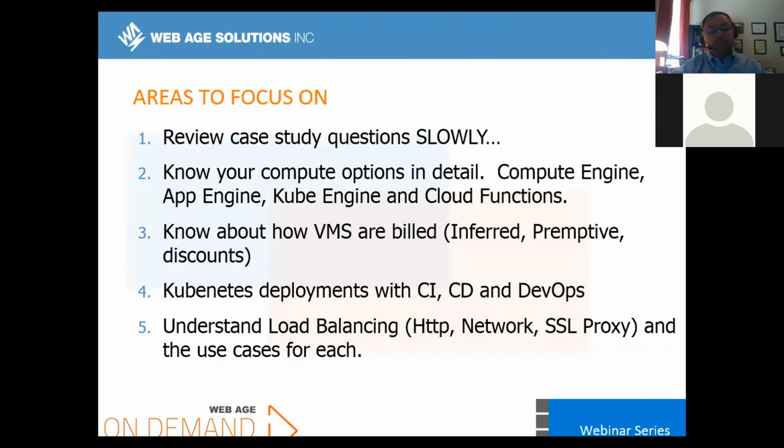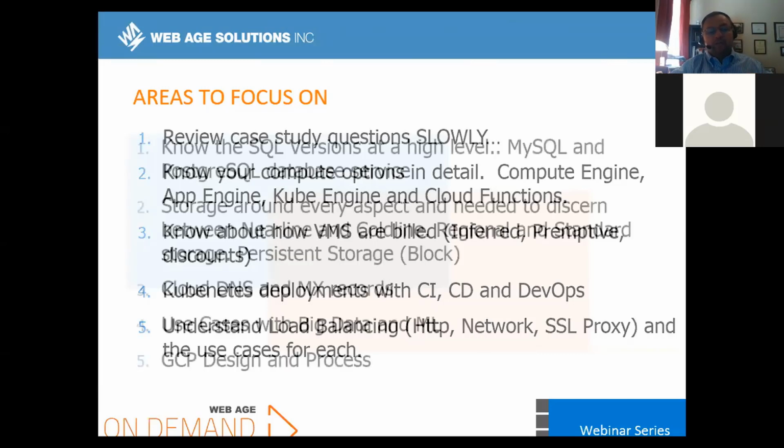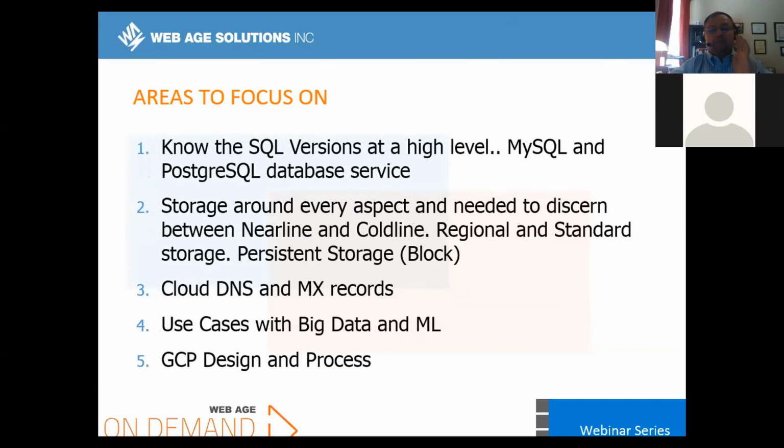Kubernetes. You have to know Kubernetes and how you deploy that with CI/CD and DevOps. Load balancing. Expect a couple of questions on load balancing. Okay. You don't need to know the super details of SQL, but you do need to know that MySQL and PostgreSQL are supported on Cloud SQL. But you also need to know the supportability of what's called legacy versus non-legacy. If you don't know that, I encourage you to go into Cloud SQL and just make sure you understand how that flows.